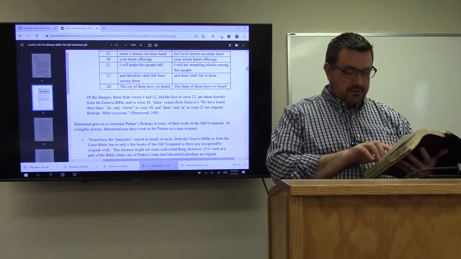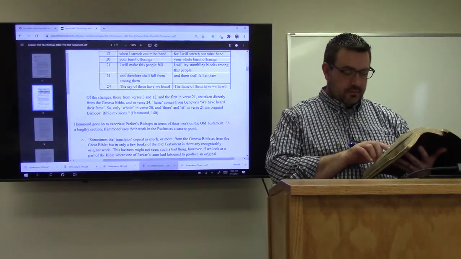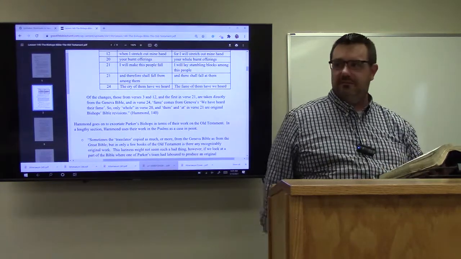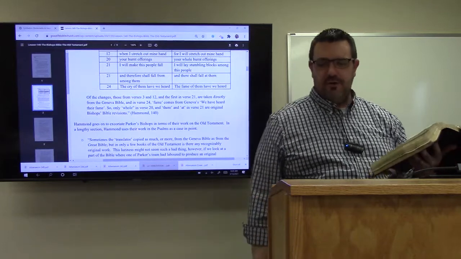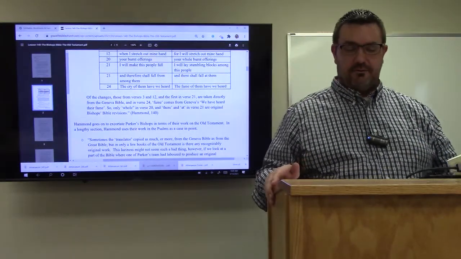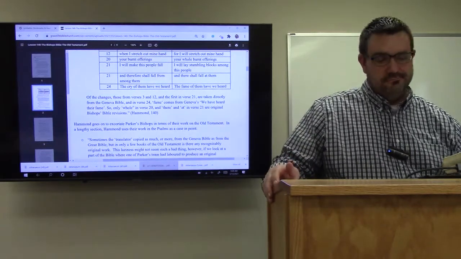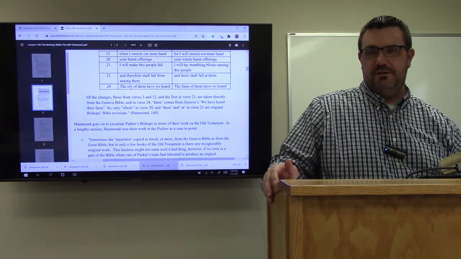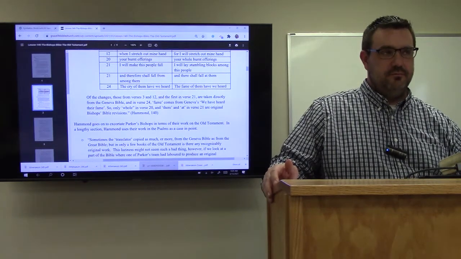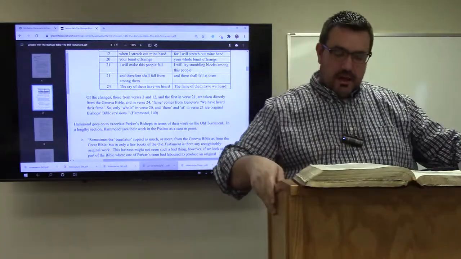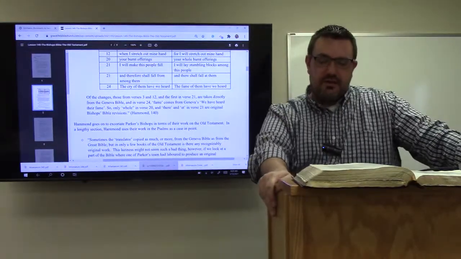He lieth in wait secretly as a lion in his den. He lieth in wait to catch the poor. He doth catch the poor when he draweth him into his net. All right? So, in that verse, does the King James have more in common with the Bishops or more in common with the Geneva? I would say it has more in common with the Geneva. It's more succinct.